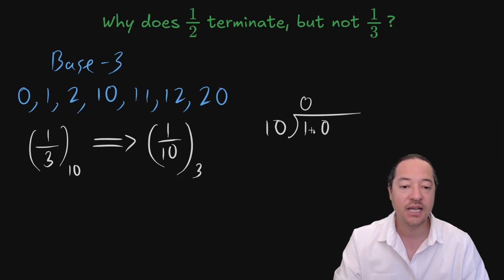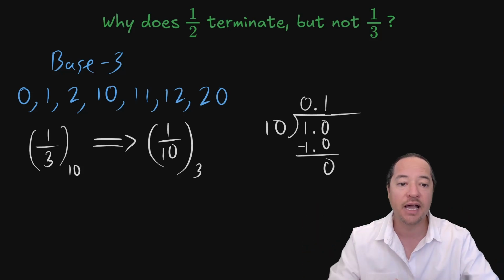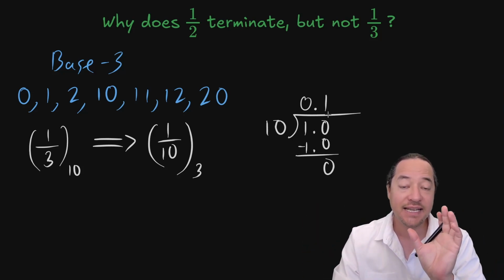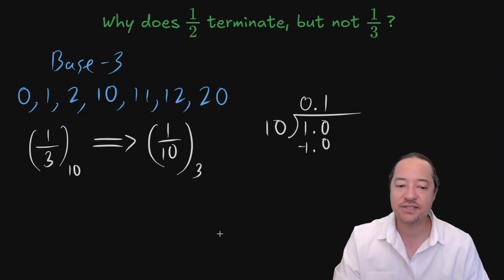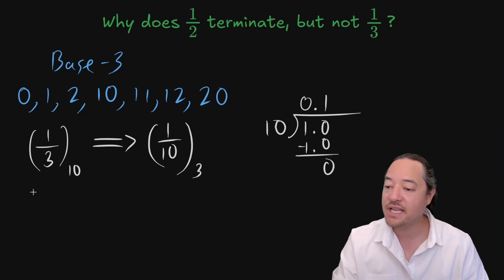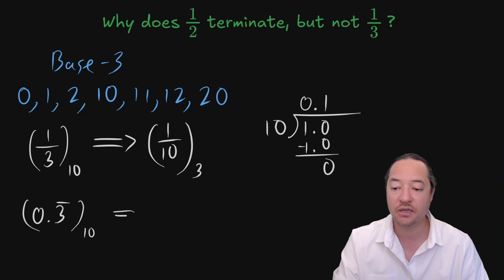You bring in a 0. And now this is going to go in 1 time. And 1 times 3 is 3. I do my subtraction. I get a remainder of 0. So I'm done. I have now represented 1 divided by 3 in base 3, right? And it terminates. So what I'm saying is that in base 10, we have a decimal representation of 0.3 repeating. But in base 3, it's going to look like 0.1.